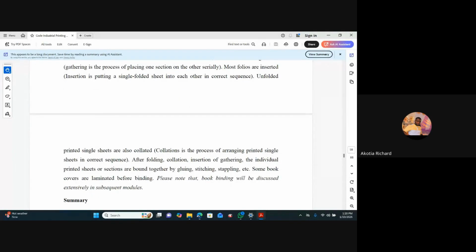the individual printed sheets or sections are bound together by gluing, stitching, stapling, and etc. Okay, some book covers are laminated before binding. Please note that book binding will be discussed extensively in subsequent modules. Okay. All right.